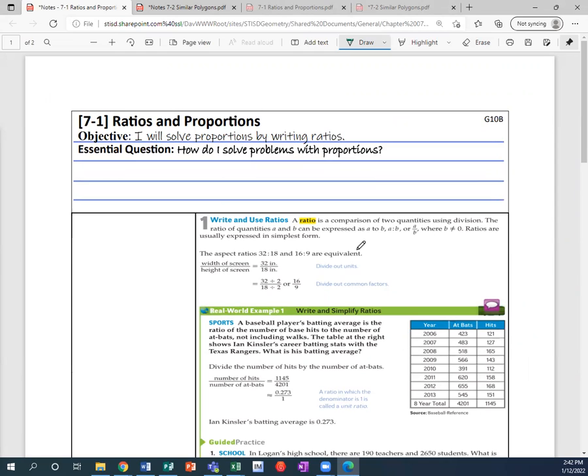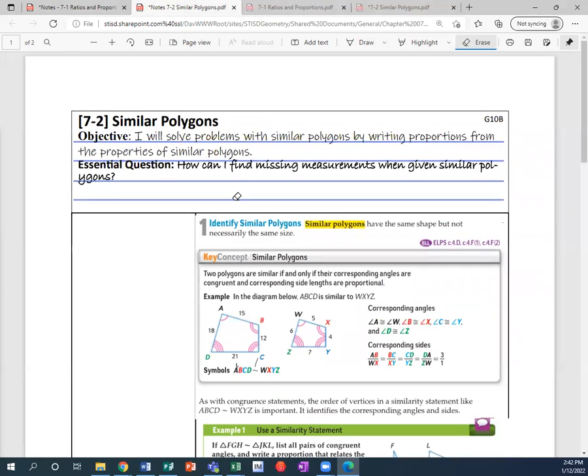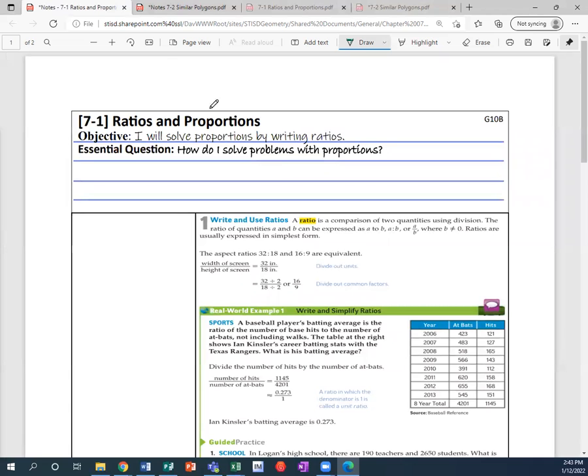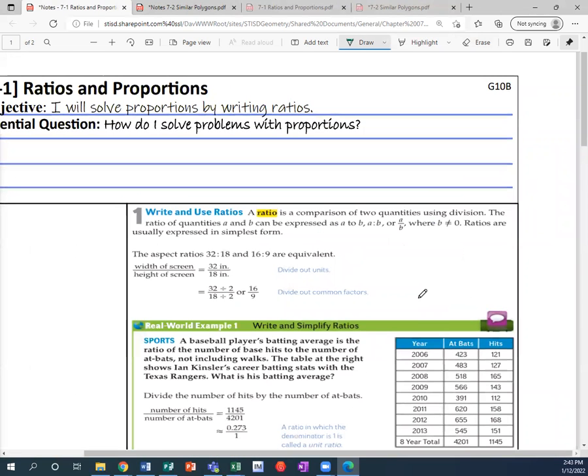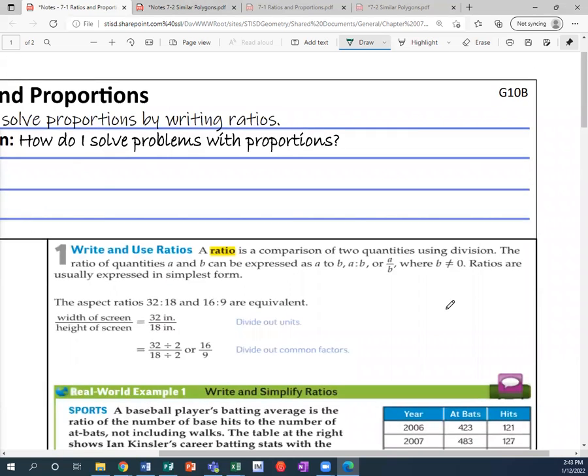We've got two sections going on today. We're going to be doing section 7.1, ratios and proportions, and 7.2, similar polygons. There are two assignments on the skill practice, the front 7.1 and the back 7.2. They will be counted as two different homework grades for you, the front and the back, so please make sure that you are completing both sides. All right, let's hop in and let's do the first section. Section 7.1, ratios and proportions.